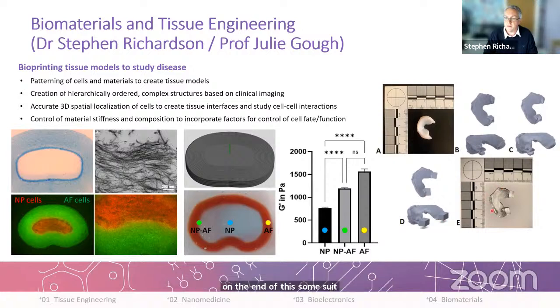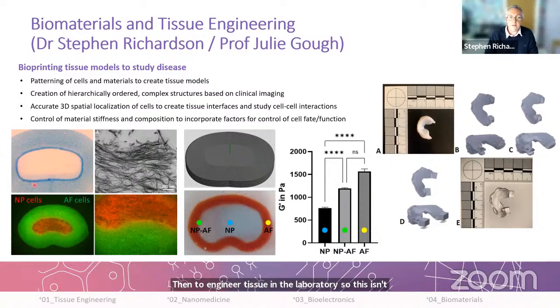And then we can image this again to make sure that it represents this original architecture and size and structure that we've scanned originally. What that allows us to do then is create hierarchically ordered complex structures based on clinical images that are patient specific. And on the left here, I've given an example of how we can use that then to engineer tissue in the laboratory. So this is an example of intervertebral disc.